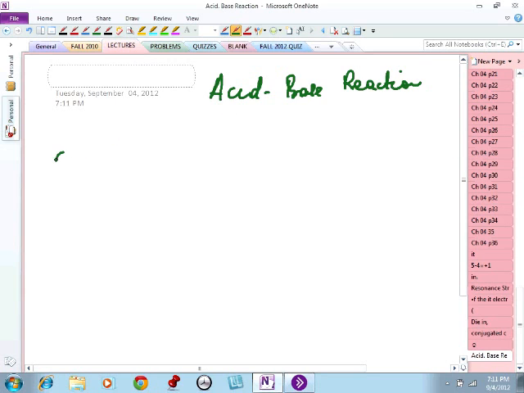Supposing I have this molecule here, this is acetic acid. This is the component of your vinegar. I'm sure many of you eat vinegar in your salad, right? This is what you eat when you do that. This molecule here is called acetic acid.